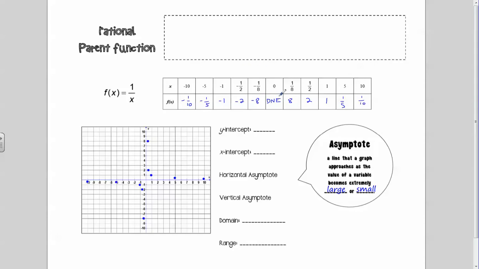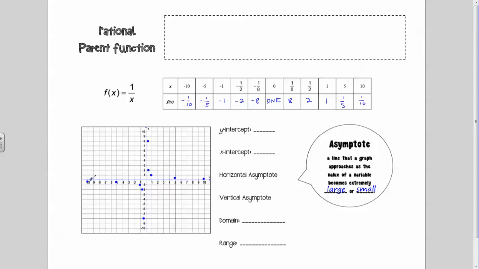I have written DNE here, which just means does not exist, and you can use that acronym whenever you want to indicate that the value is undefined or does not exist. If you were to plug this into a calculator, you would see an error at 0 because that's how the calculator indicates that the value of the function is undefined.